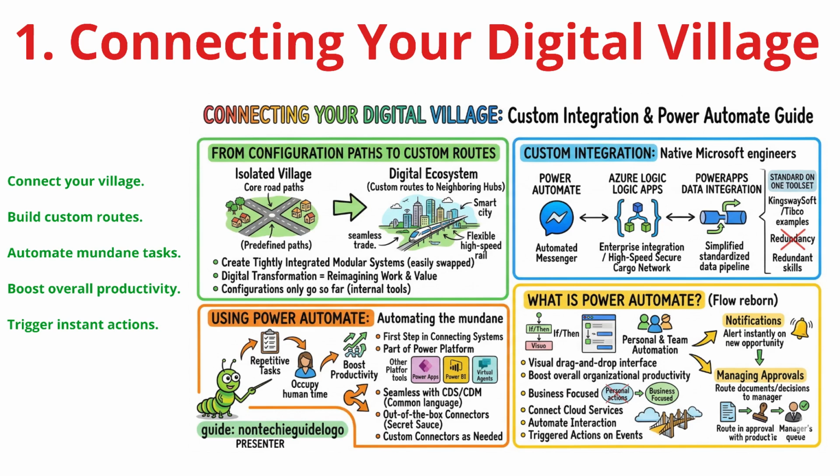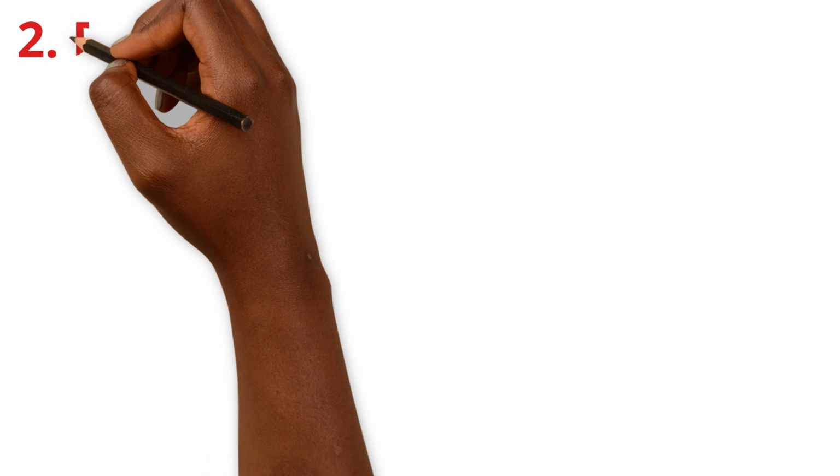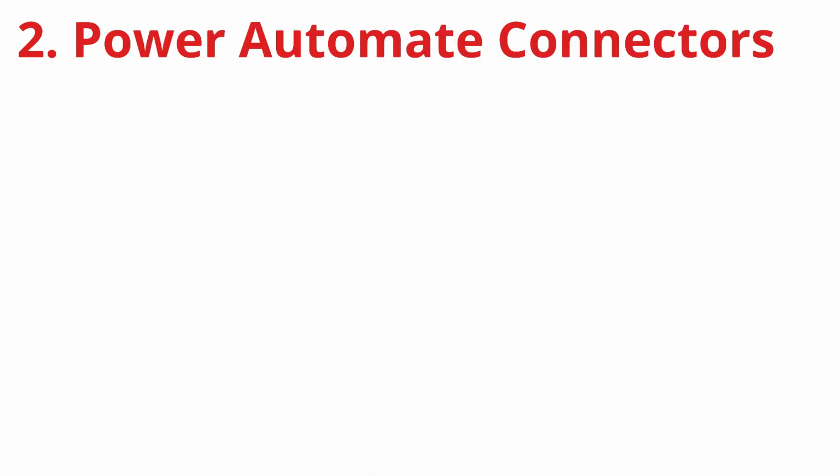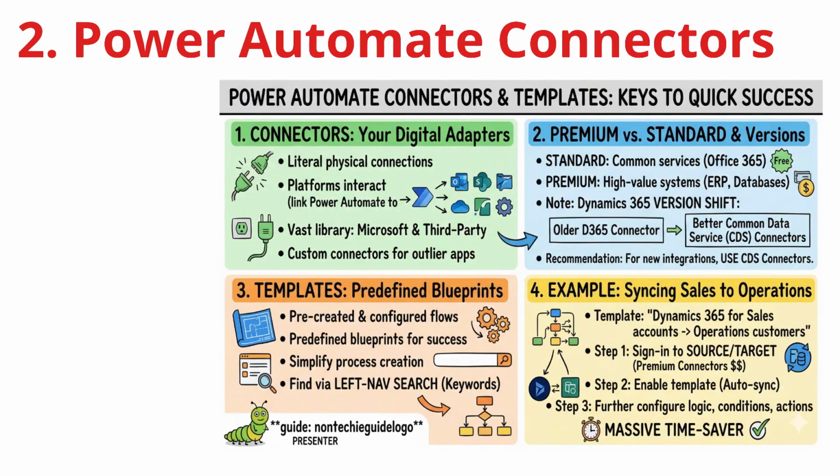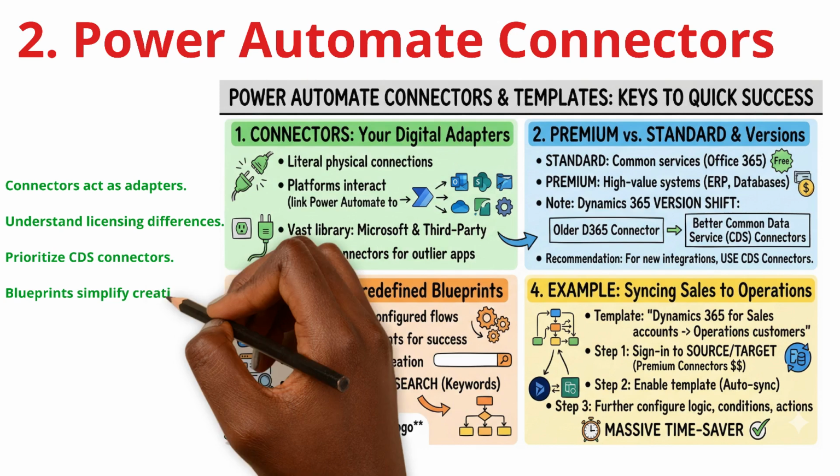This is where Power Automate, your visual bridge builder, boosts overall organizational productivity. Using a simple drag-and-drop interface, you create logical if-then processes that instantly trigger business-focused actions. Power Automate automates interaction between cloud services, handling instant notifications and seamlessly managing approvals so your team can focus on what matters most. Welcome to your visual guide on jumpstarting success with Power Automate, focusing on connectors and templates.